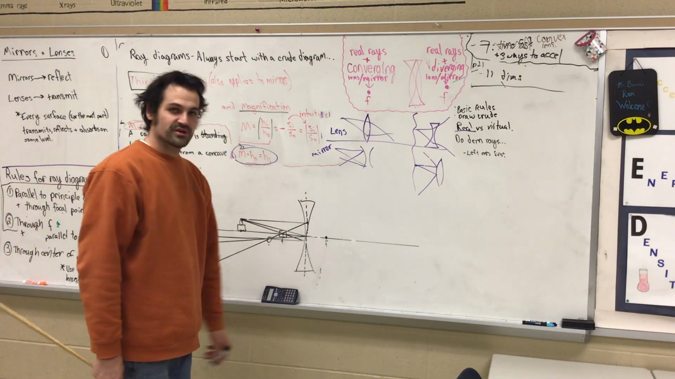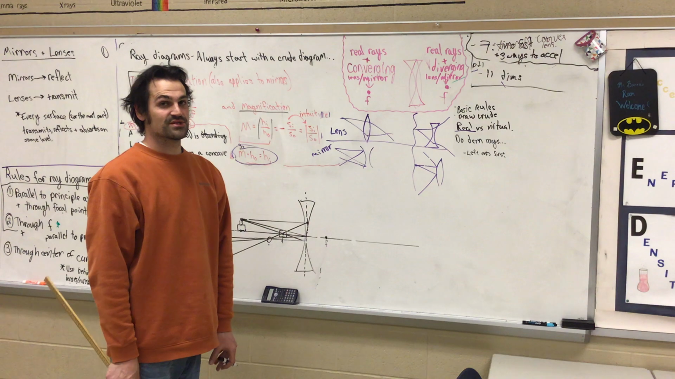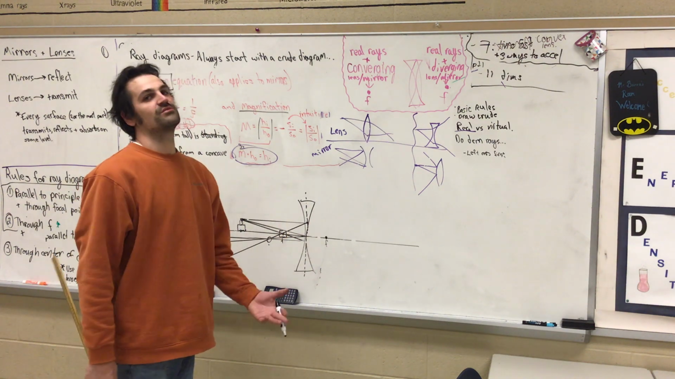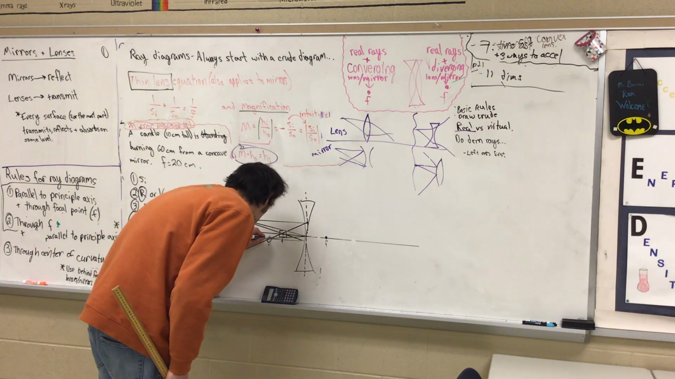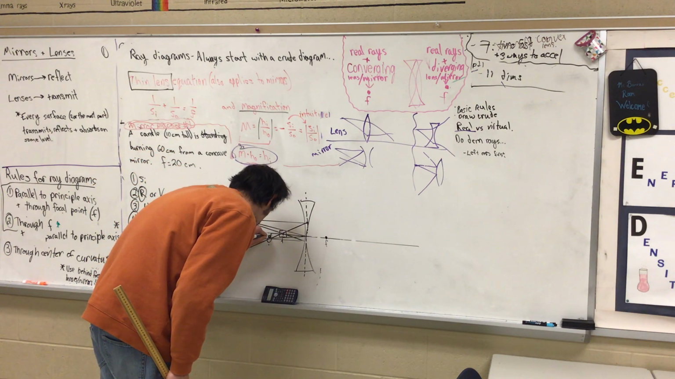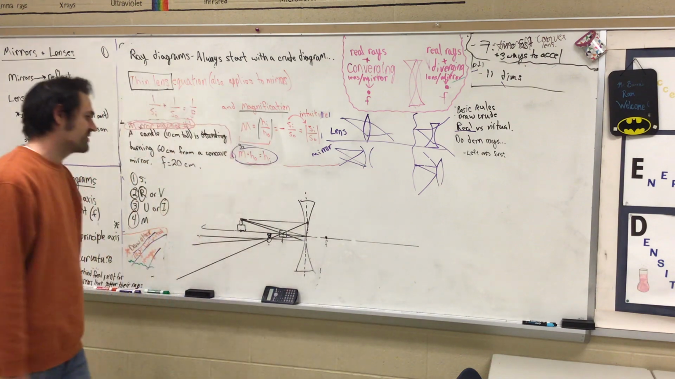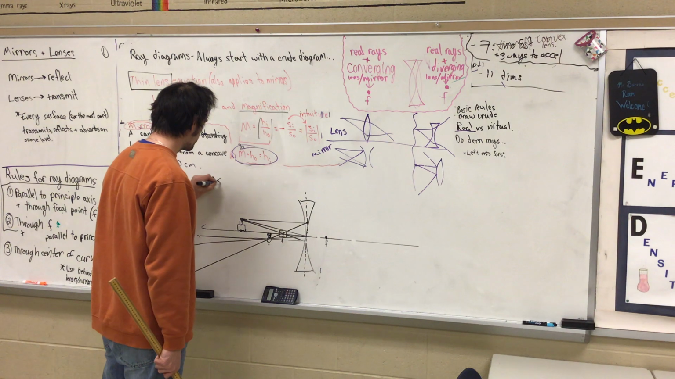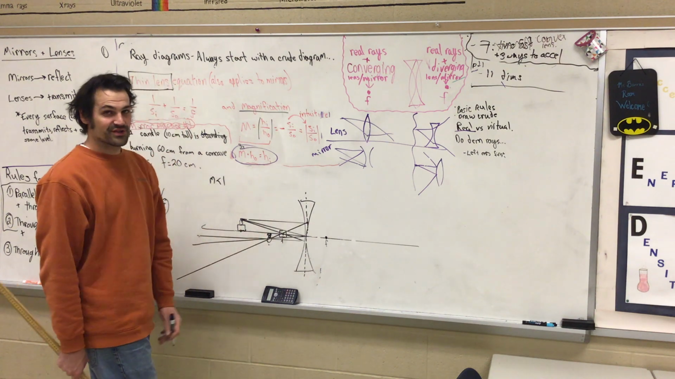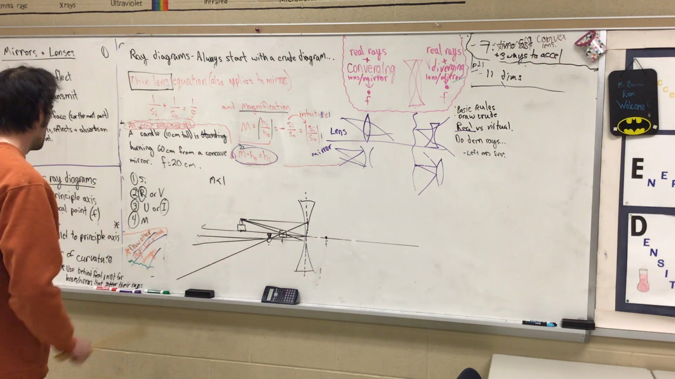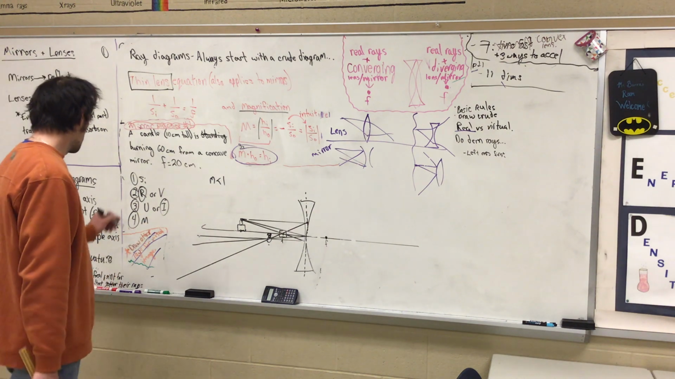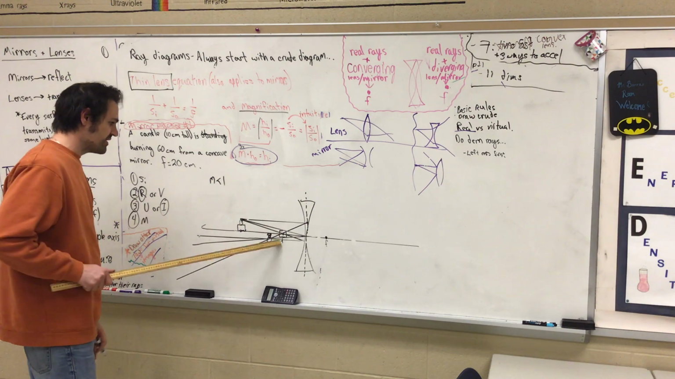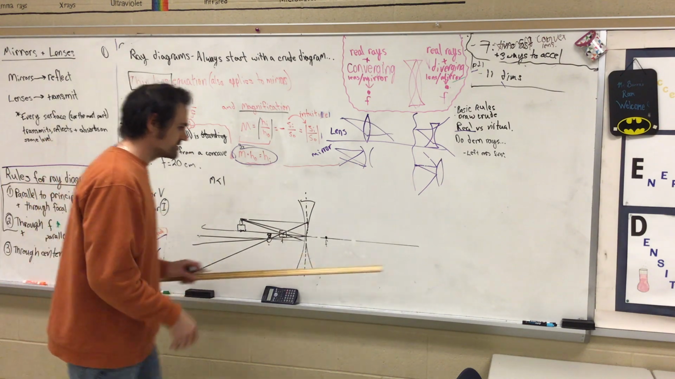Oftentimes you only need 2 rays to know exactly where your image is going to appear, but it's not a bad idea to draw the third just to make sure you did the first 2 correctly. And there's my candle. Oh, it's a tiny little candle. So I'm guessing my magnification is going to be less than 1 because it's smaller than the actual object. But we'll calculate that to make sure. It's inverted, that's exactly as we expected. It's a real image.